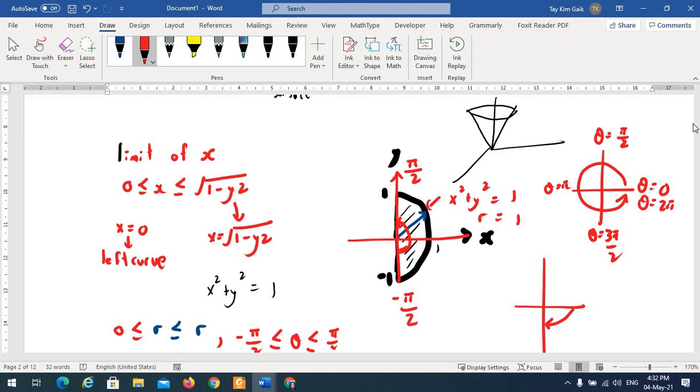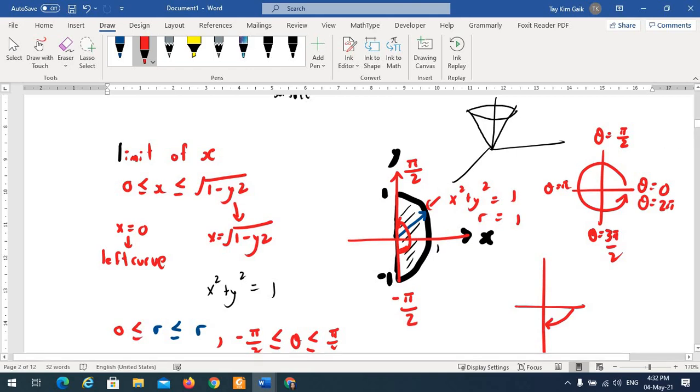The limit of x goes from 0 on the y-axis until x equals the square root of 1 minus y squared, which is the black curve. The black curve is actually half of your circle. You cut it at the y-axis and get the right curve, and the black right curve is x equals the square root of 1 minus y squared.